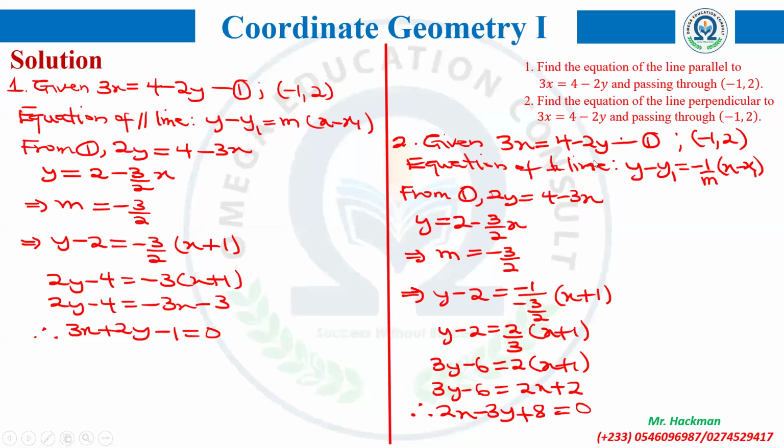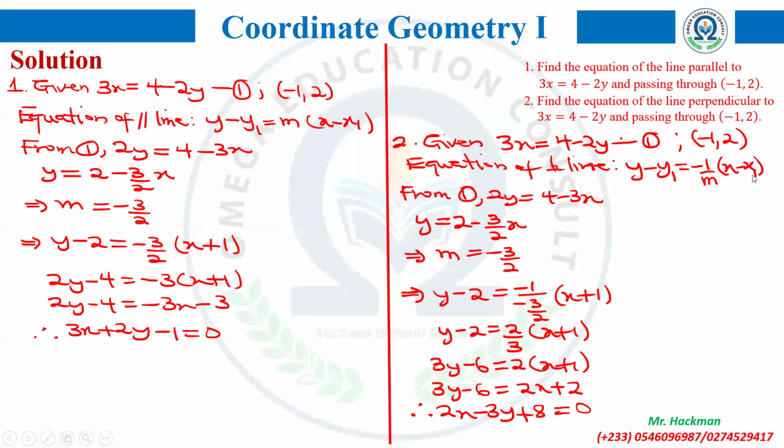In some books, you see that if the gradient of the original line is m, the gradient of the perpendicular line will be -1/m, and you go and find it. Please don't do that. I knew that was there, but I didn't teach you that one because I know that is not the ideal way of looking at it.